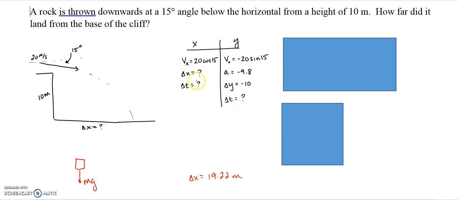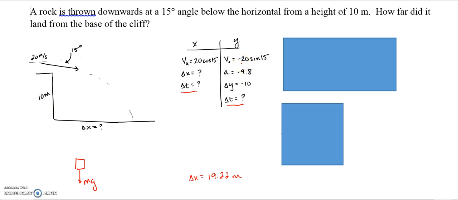Then I look in the y-plane, because I can't solve it in the x-plane, but I know time is the link between the two planes. So in the y-plane, my initial velocity is negative 20 sine of 15, because I'm pointing down, so that's the negative initial velocity. I'm in free fall, so I have a negative acceleration of 9.8, and since I'm falling down, my displacement's going to be 10 meters. So I can use this to solve for time, because here I have 3 out of the 4 variables from my kinematics equation.